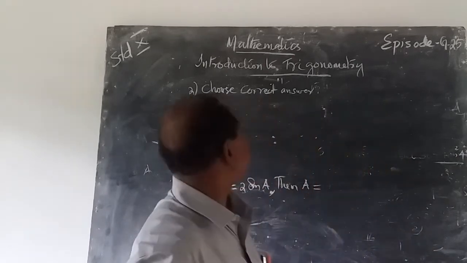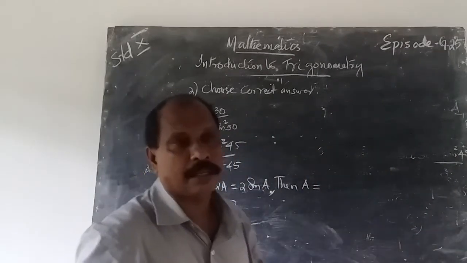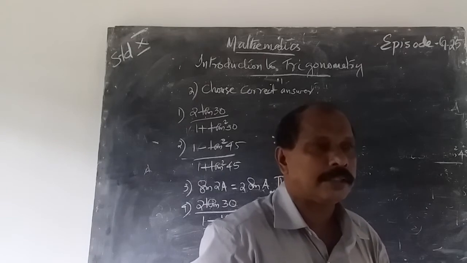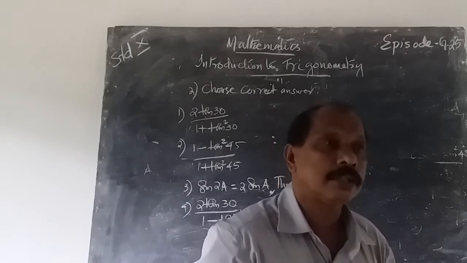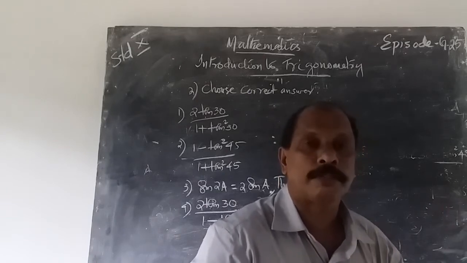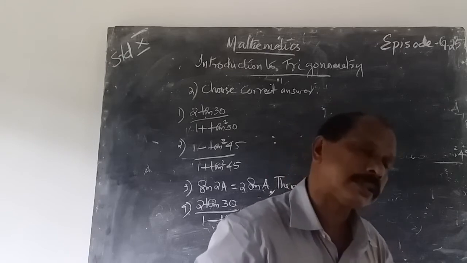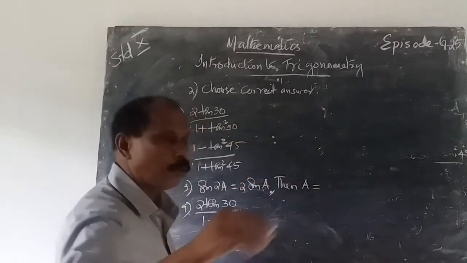That is, 2 tan theta by 1 plus tan square theta is sin 2 theta. That is sin 60. Sin 60 is what? Root 3 by 2. Therefore, the answer of that one is root 3 by 2. Therefore, it is 60. How will you calculate this one?